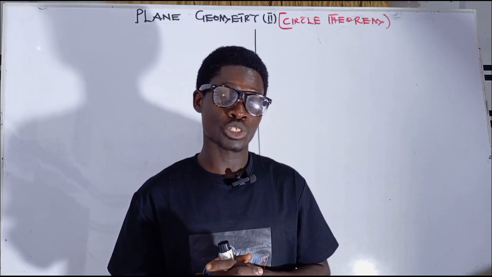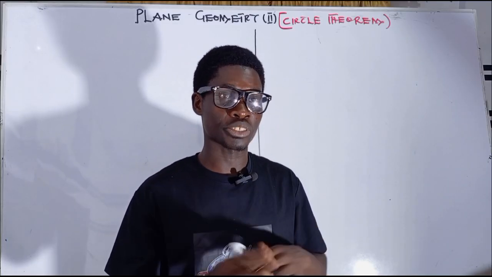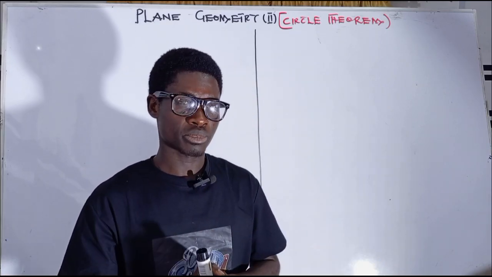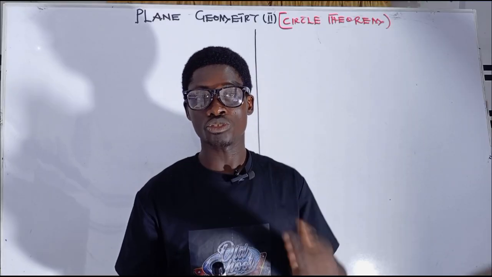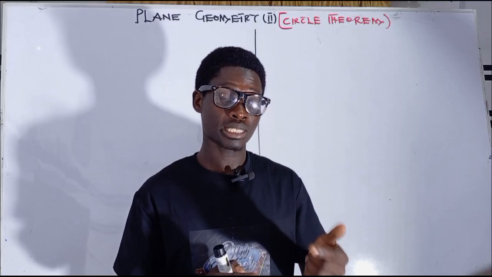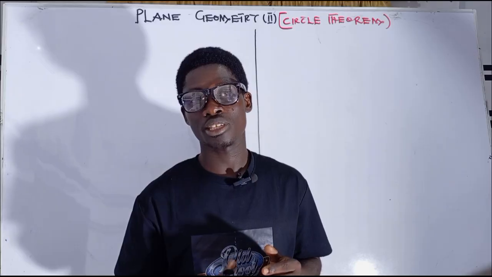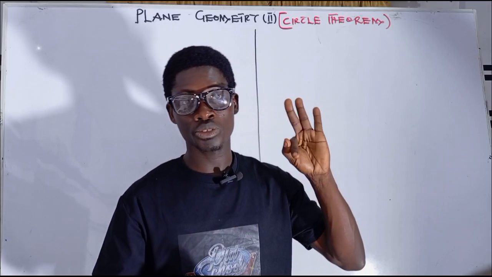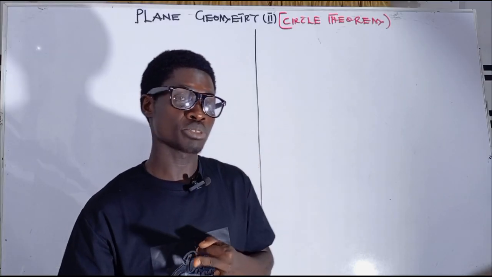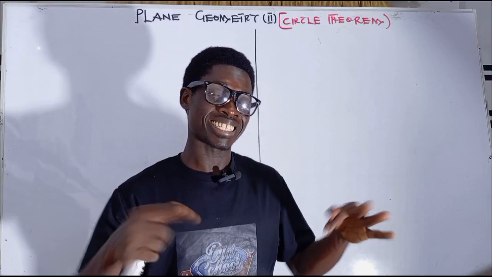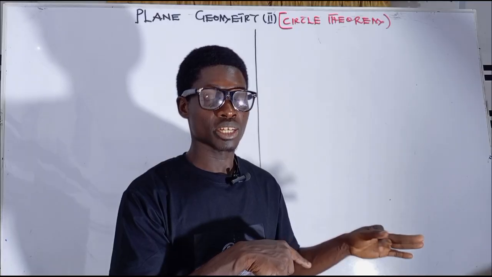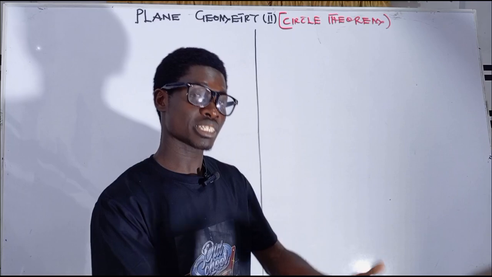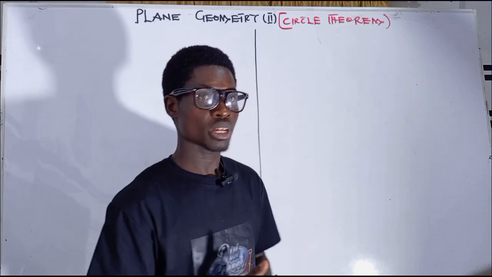So let's start with the first theorem. Actually, we don't have a first theorem, second theorem, third theorem, but we are using this as our first one. So to start, all I want you to do is pick your math set. Within the math set, you have the protractor, the compass, and the ruler. I want you to take these three instruments. We are going to use them to draw the diagrams for this theorem, so that we can identify these diagrams whenever we encounter them in solving questions.